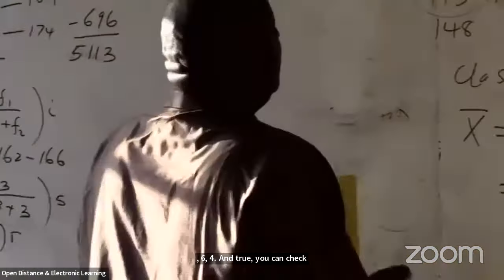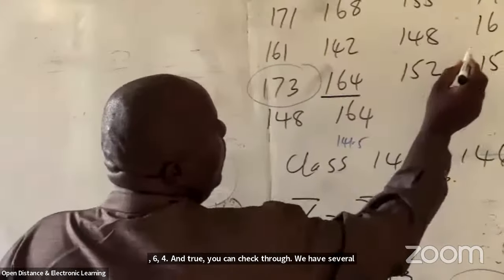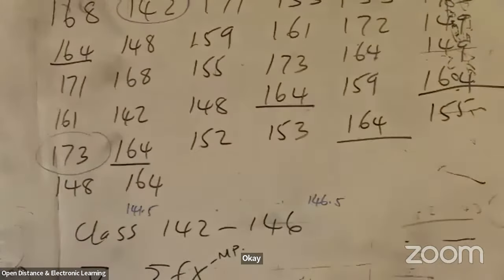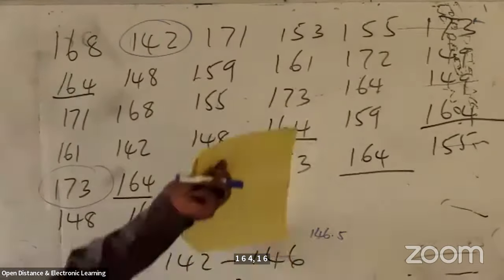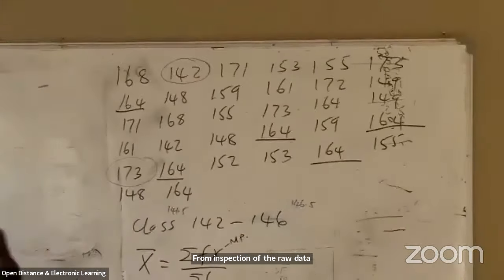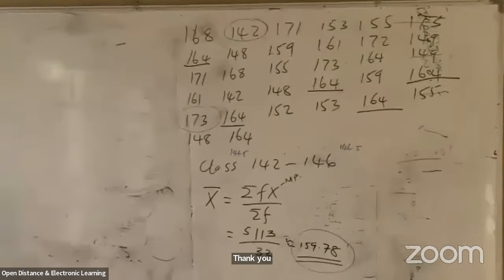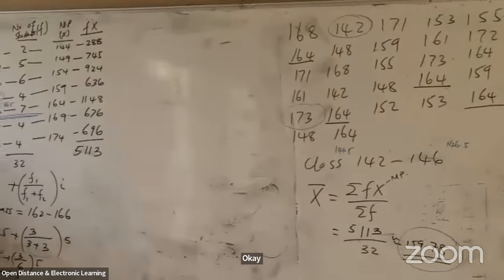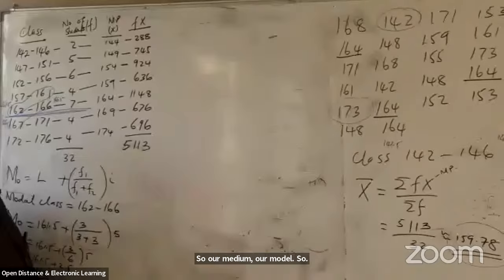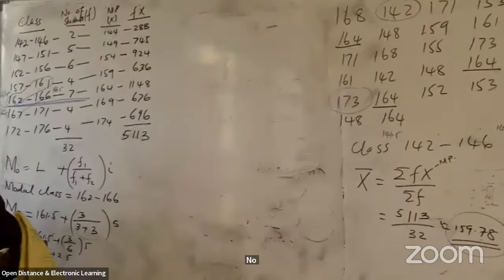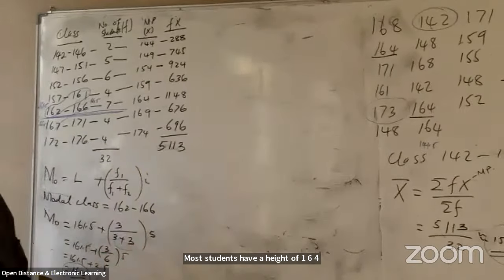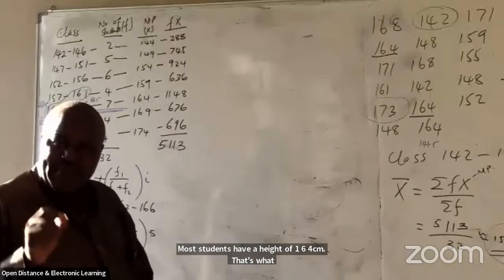And true, you can check through. We have several 164s: 164, 164, 164, 164. It is the most occurring. From inspection of the raw data, 164 is the most common. By computation, 164 is the most common. So our modal value is 164. Now this is the interpretation: most students have a height of 164 centimeters. That is what we talk about.